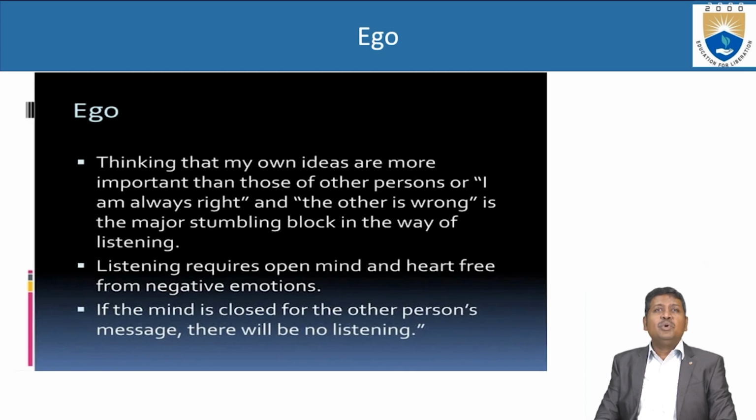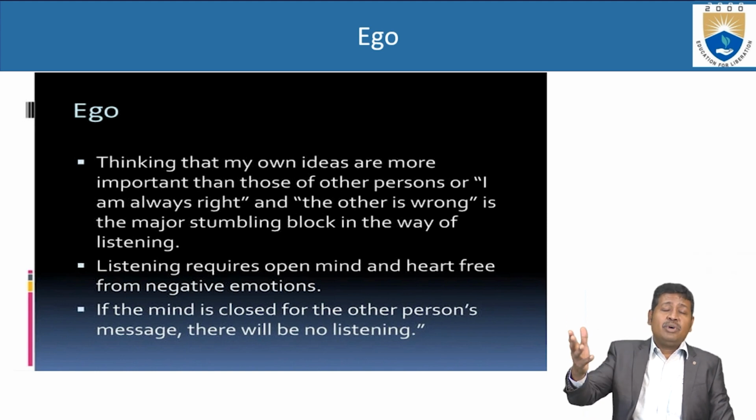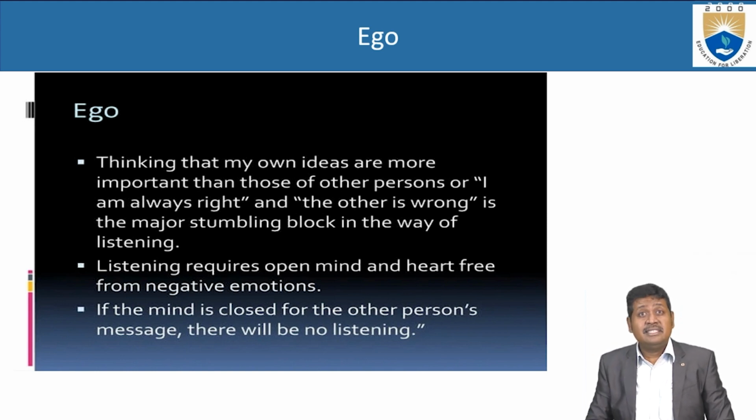And finally, ego, one of the most important barriers to listening. When it comes to ego, thinking that my own ideas are more important than those of the other person, or that I am always right and the other person is wrong, is the major stumbling block in the way of listening. So we should never sit there in the process of listening thinking that I know everything and what does the opposite person know? This is not a proper way of listening.